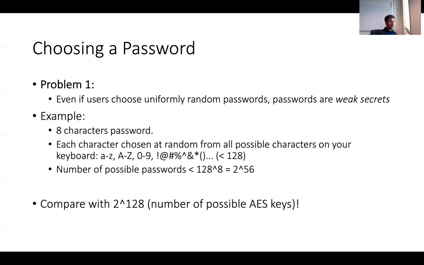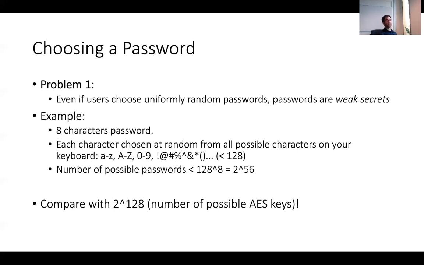Regardless of how you count this, the number of possible symbols that you can use in a password is less than 128. And this means that therefore the number of possible passwords that the user can choose is 2 to the 56. And this is an insanely smaller number when you compare it with the number of possible AES keys. So the strength of a password is way less than the strength of a cryptographic key such as an AES key.